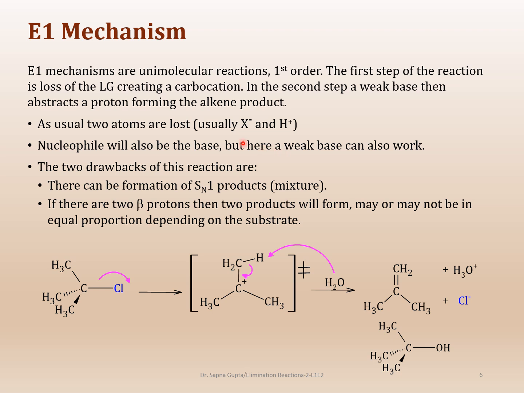Now the E1 mechanism is unimolecular, meaning that it's a first order reaction. If it's a first order reaction, then only the substrate is needed here, okay? And in this E1 mechanism, the base is not needed. For elimination, only the substrate is needed. So the substrate is the starting material, and the transition state only has the substrate in it. What happens here is that the leaving group goes away, creating a carbocation.